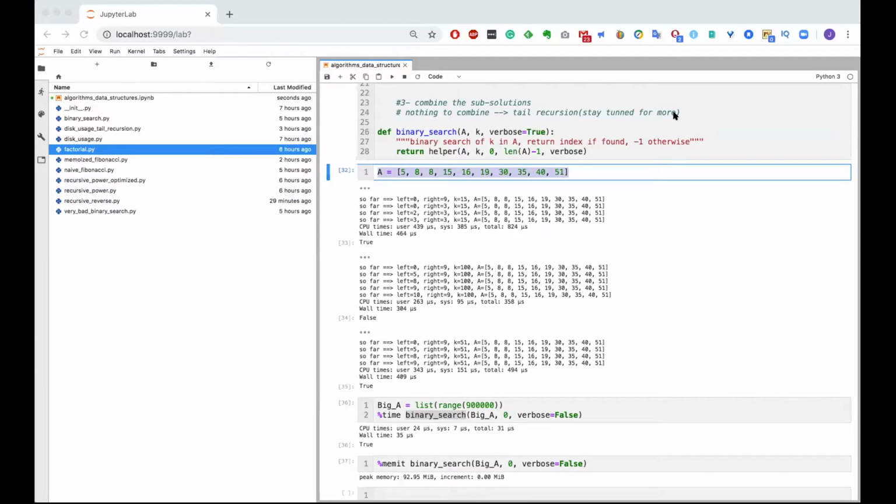Hold on. Yeah, sure, absolutely. Let's say k was equal to 8 in this particular array. Do you see my screen? I'm seeing Jupyter. Okay, good. Yes. Let's say k was equal to 8. Let's search for k equals 8.